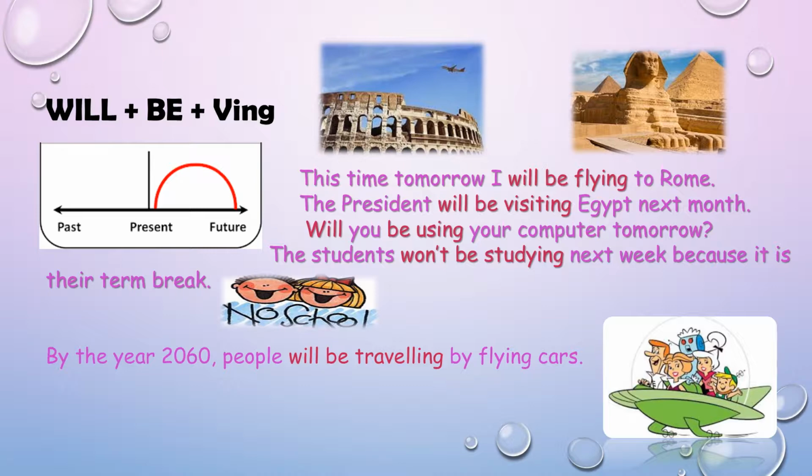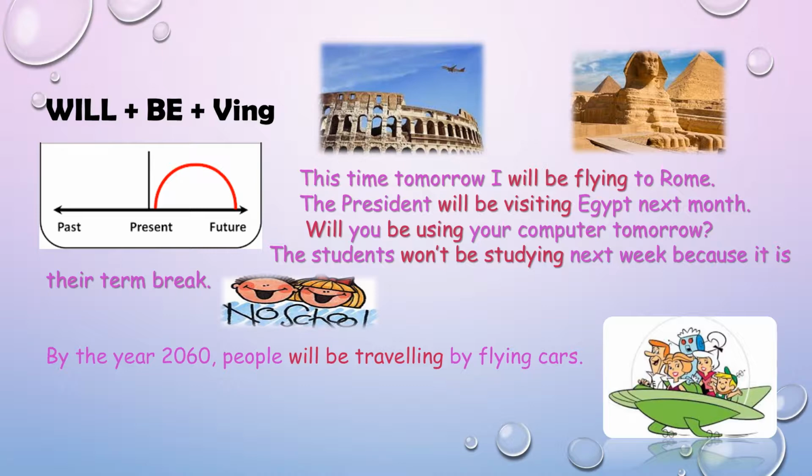The first future form that we are focusing on is the future continuous tense. We use the future continuous to talk about actions that will be in progress at a specific point in the future. We also use the future continuous to talk about a future event which has already been decided. By the year, by the time, this time next month, next year are the most common expressions of the future continuous.